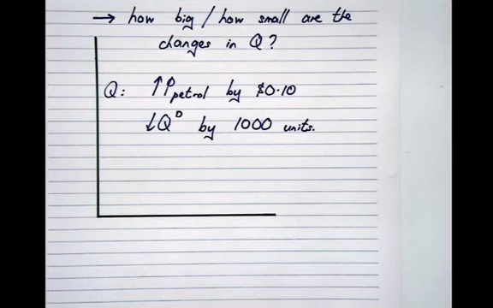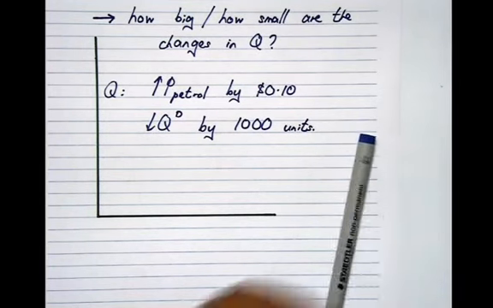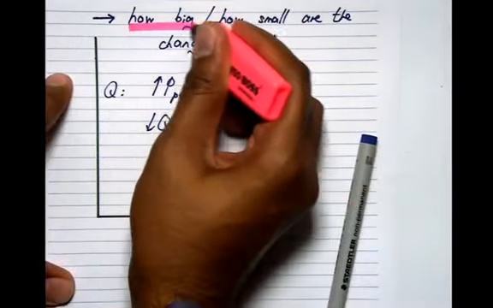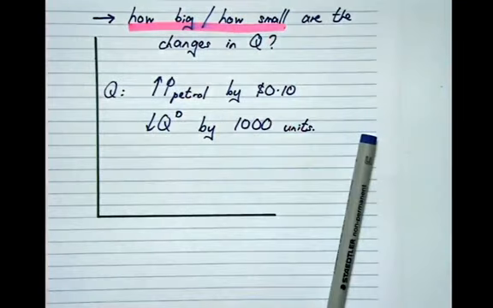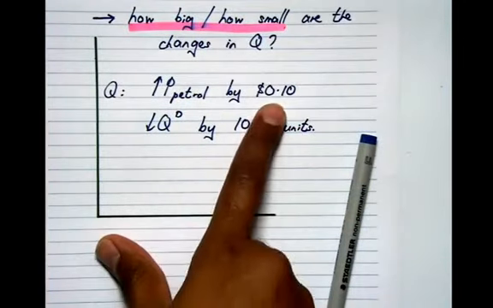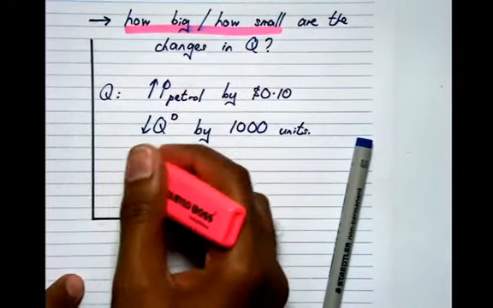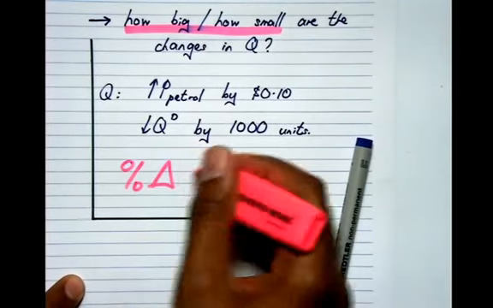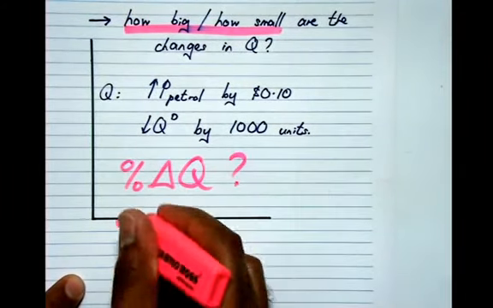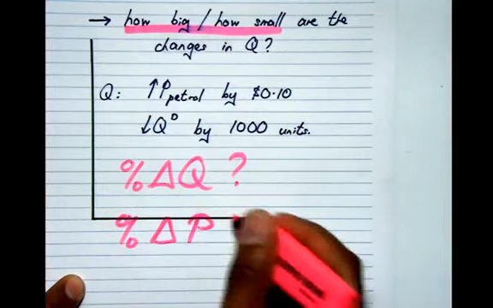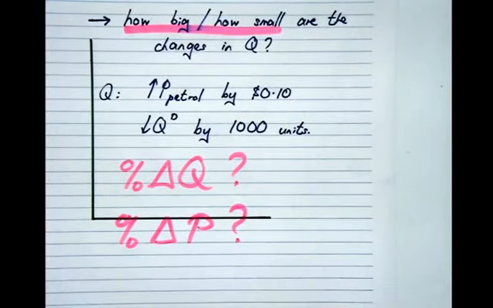So when it comes to judging whether something is big or something is small, you can't just look at raw numbers because you need to look at what you are judging it against. So when we talk about elasticity, we need to look at what is the percentage change in quantity and what is the percentage change in price.